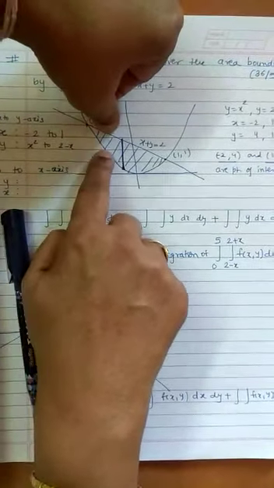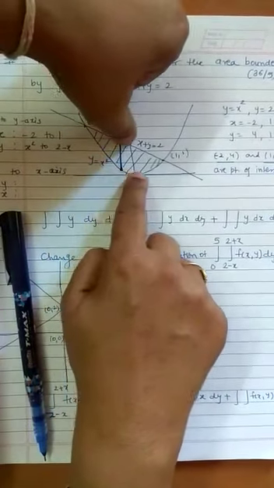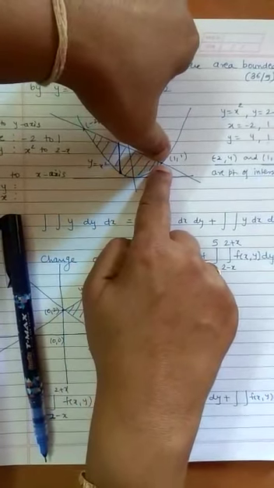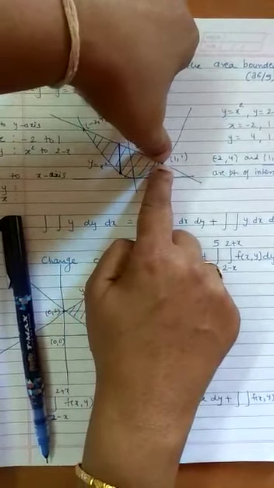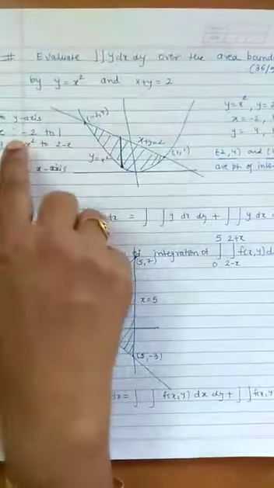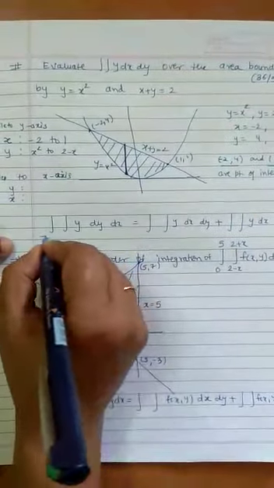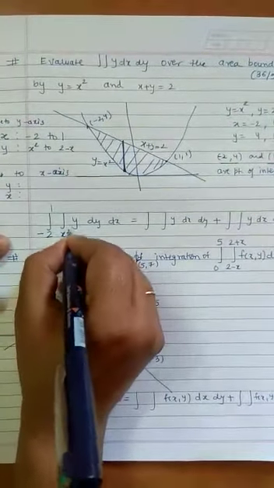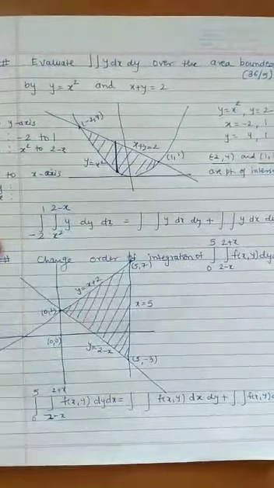Line and parabola, line and parabola. Throughout the curve, I am getting a smooth curve. Throughout the region, I am getting a smooth curve. Hence, my limits are minus 2 to 1, x square to 2 minus x.